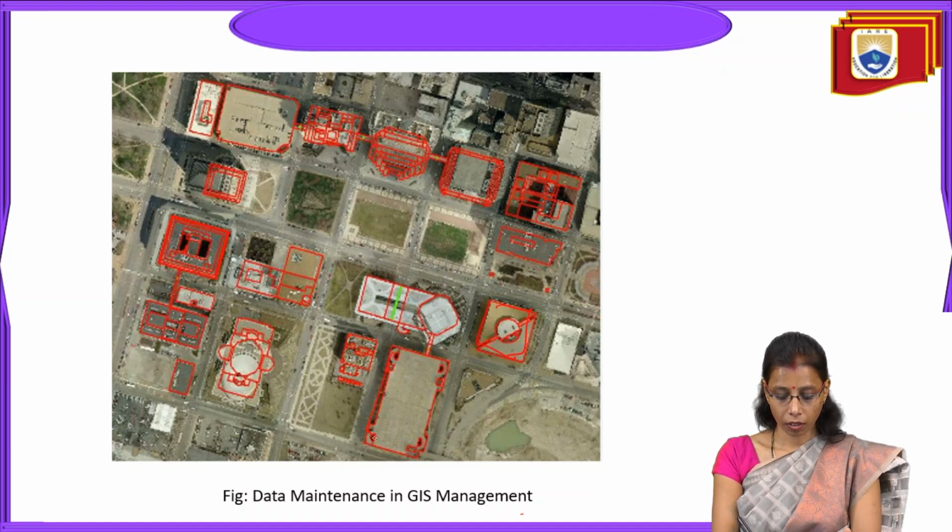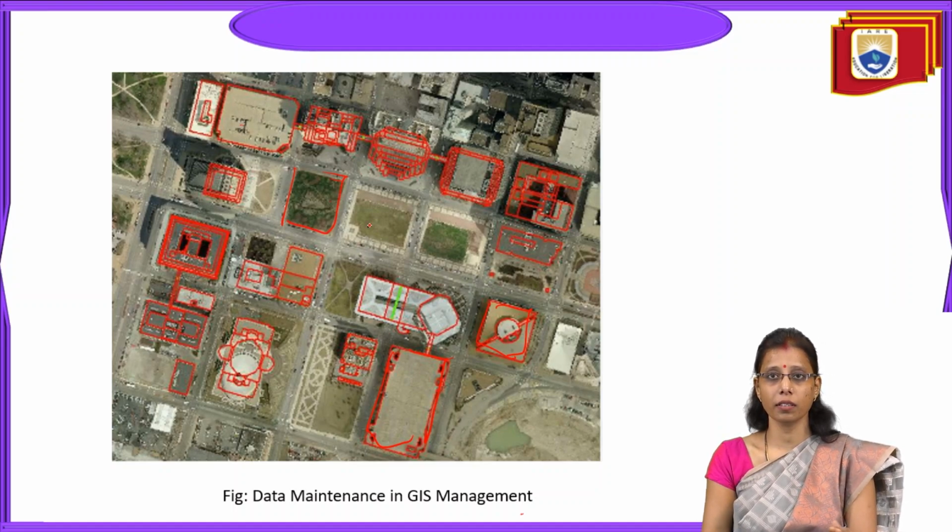So this is maintenance in GIS data, you can see here. This is the data. If some information is added here, it can be added to this. These are the buildings you can see here, and if tomorrow this data is updated to a different kind of building, this data will be updated once the data is fed into the GIS data management.